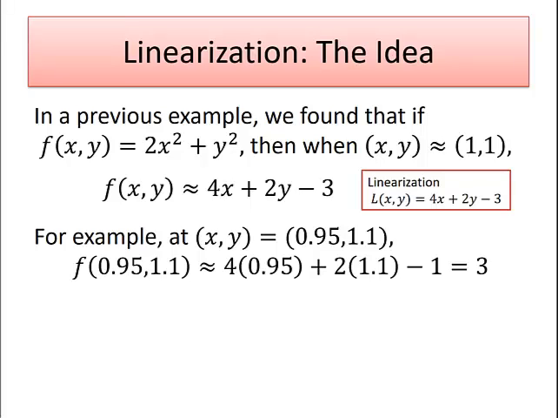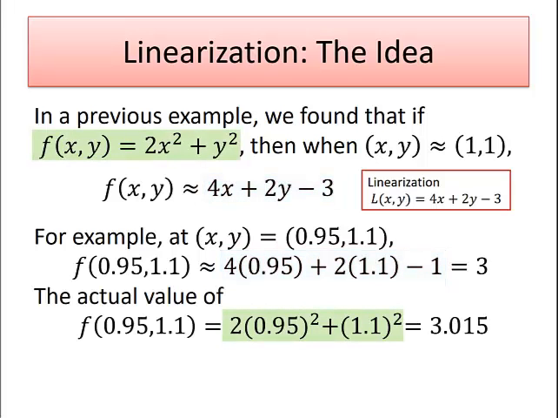Now, for example, this is telling us that if x, y is the point 0.95, 1.1, to find the value of the function, we can evaluate its tangent plane or its linearization at the point 0.95, 1.1, and see that there our function should be really close to the value 3. In fact, the actual value of the function at that point is 3.015. So we got a pretty nice approximation using that tangent plane.